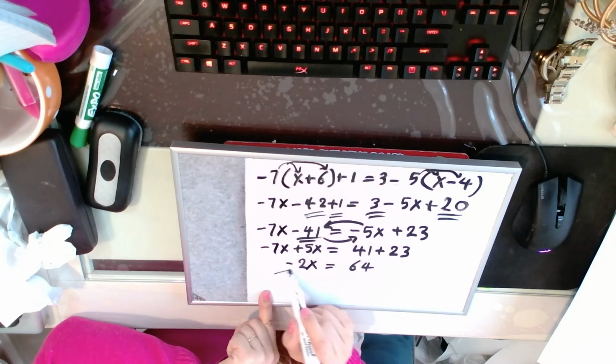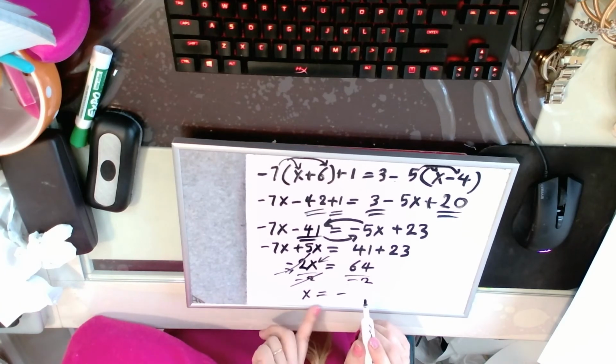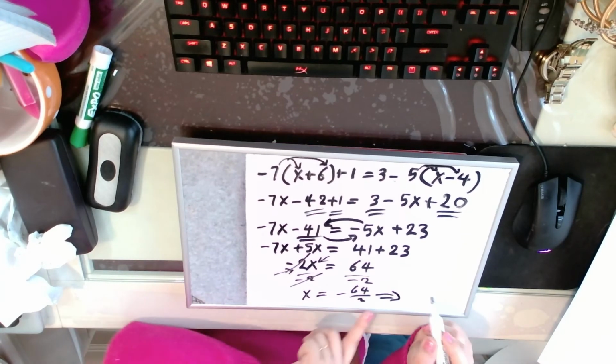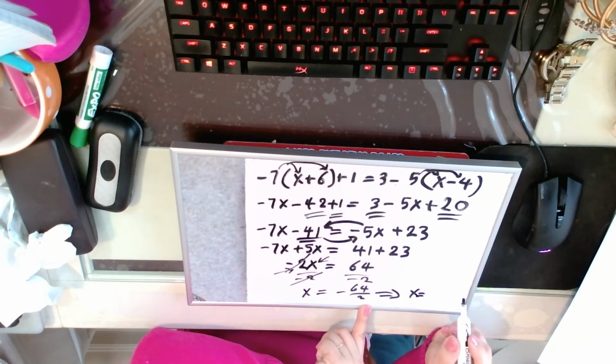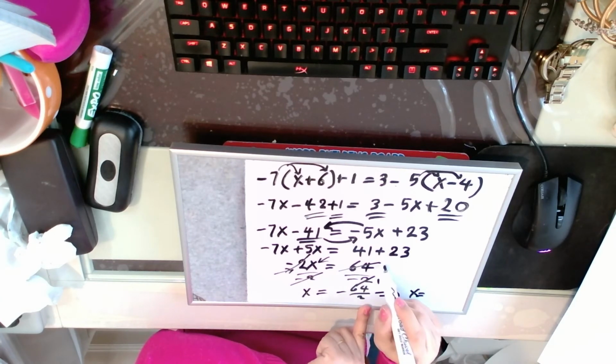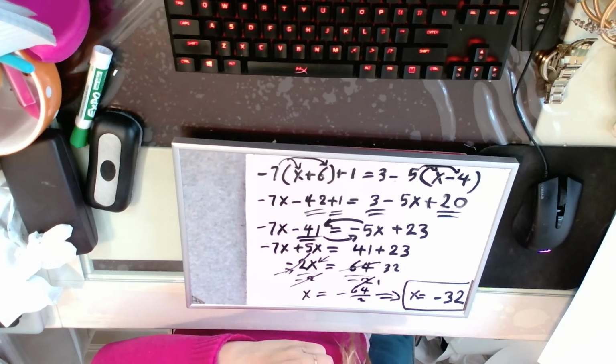Now we need to get rid of that 2 to find the x value. Just divide it by minus 2. Divided by minus 2. So x equals minus 64 over 2. You can simplify it. Divided by 2, it's gonna be 32. So it's gonna be minus 32. Don't forget the sign. It's so important.